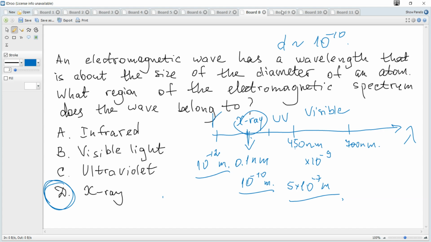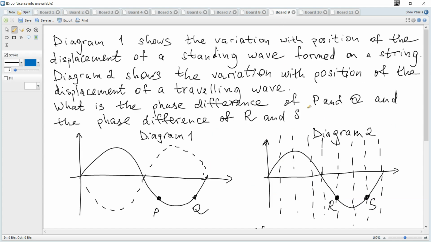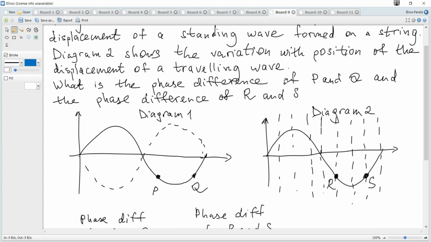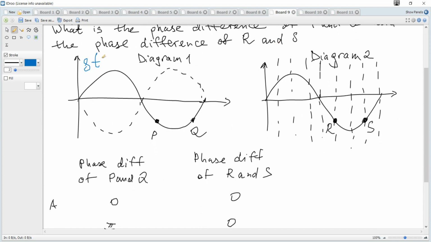The next one. Diagram 1 shows the variation with position of the displacement of a standing wave formed on a string. Diagram 2 shows the variation with position of the displacement of a traveling wave. What is the phase difference of P and Q, and the phase difference of R and S? So it's standing, it's traveling.